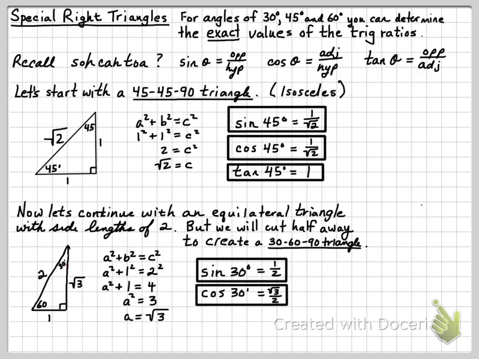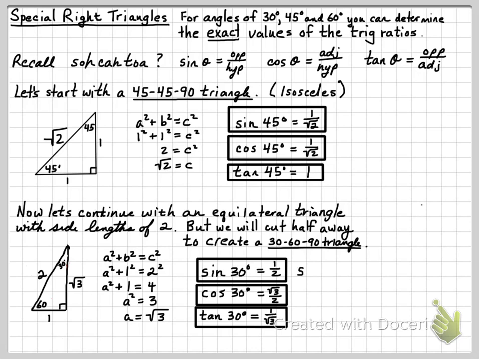And now we have to figure out the tangent of a 30 degree angle. Well, the tangent of 30 degrees is opposite over adjacent, which is 1 over root 3. Lastly, we have to figure out the 60 degree angles. So now we're going to look at this triangle from the bottom.